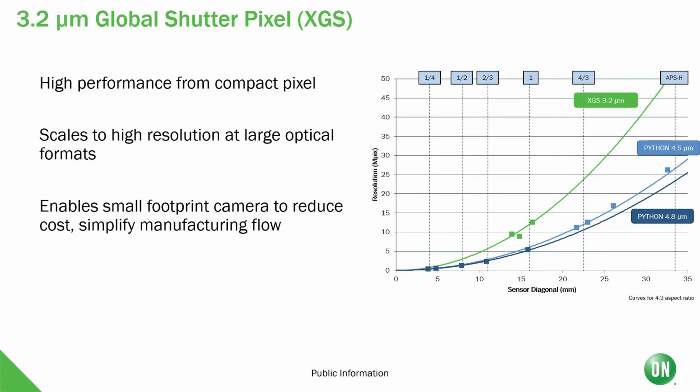We offer a family of these products. Our Python generation at 4.8 and 4.5 microns, offering exceptional high speed and sensitivity. And the newest XGS reduces the pixel size and allows you to have increased resolution for the same optical formats. So if you have a limitation of space, for example, largest possible sensor may be 1 inch diagonal. With our Python family, you could go up to around 5 megapixel. With the XGS, we can increase that up to 12 megapixel for that same X, Y, and Z dimension requirements.